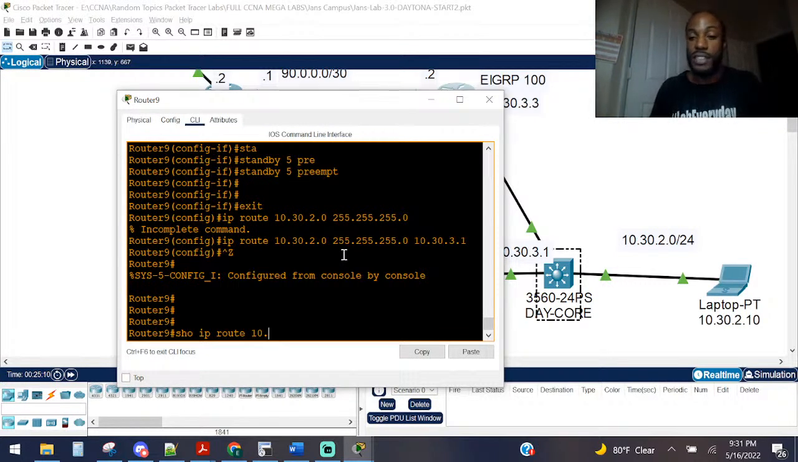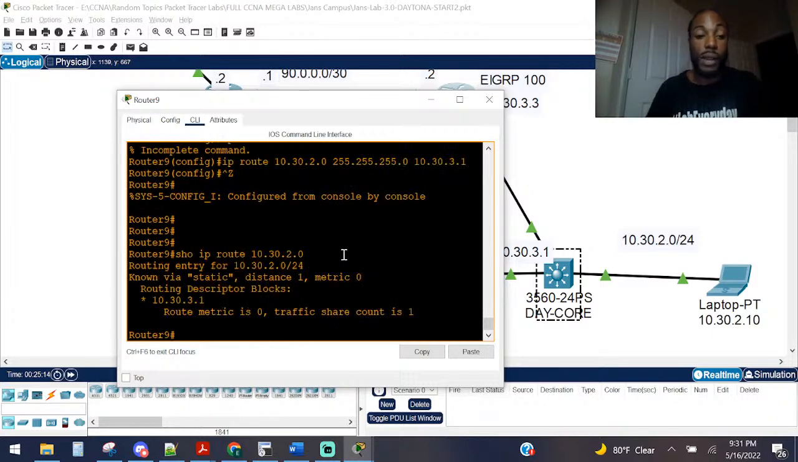So, can I get to the 10.30.2.0 network? I do have a route. Can I ping the laptop? 10.32.10 is the laptop.